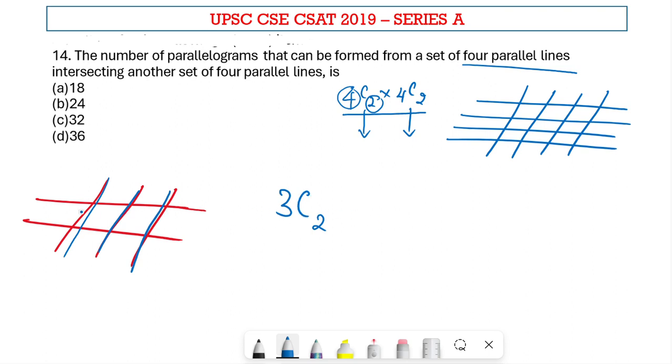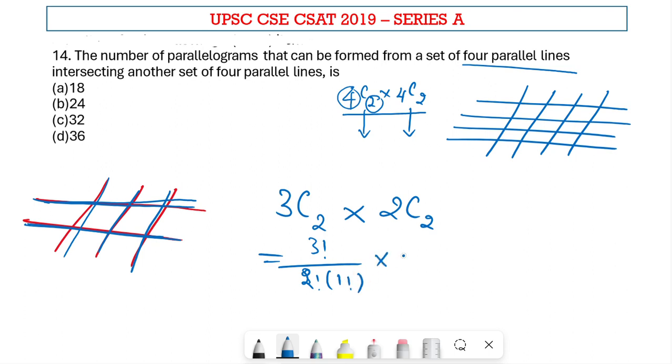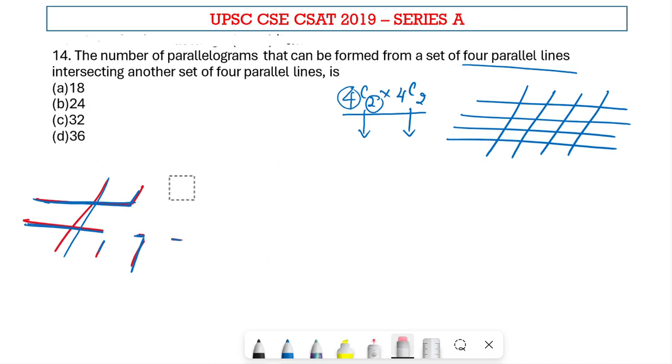Now I have to cross it with these two parallel lines, right? So I can choose two parallel lines out of only two given here. So I'm putting 2C2. So now if you solve this, you will be getting the answer. 3 factorial divided by 2 factorial into 3 minus 2, that is 1 factorial, into 2C2, which is 1. So now if you solve this, you're going to get 3, right? So you got the answer using this formula. So this is the concept here. I'm going to give one more so that you can understand more clearly, and then any question of this sort can be solved by you very easily.